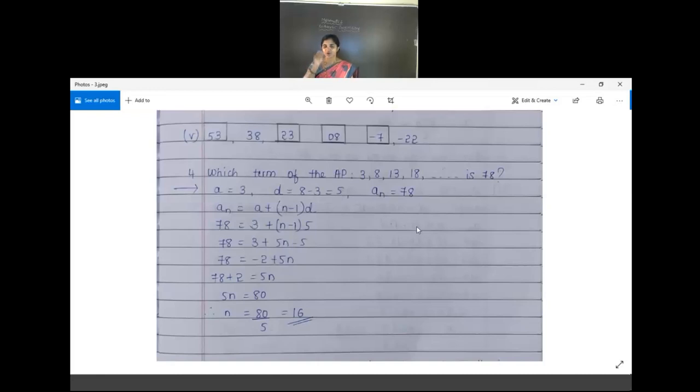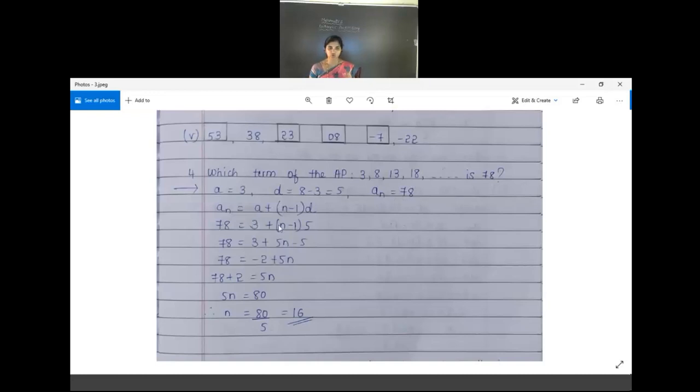The first term is already given, and the difference we can calculate. We have to take 78 in the form of an, so that we can identify which position will get 78. So now take a is equal to 3, and the difference d is equal to 8 minus 3, that is 5. Then an we take as 78, because we are searching for the location of 78.